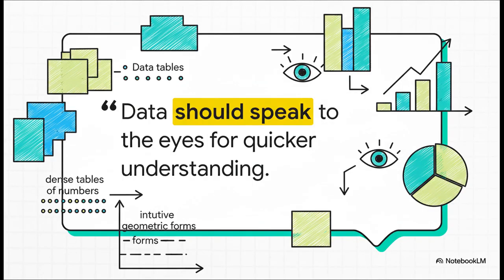And this quote right here was his whole philosophy. Playfair had this brilliant realization. Staring at a huge, dense table of numbers is slow, it's confusing, it's just plain hard. But our eyes are fantastic at comparing shapes and sizes in an instant. He solved the problem by translating those boring numbers into simple, intuitive shapes, letting the data finally speak to the eyes.